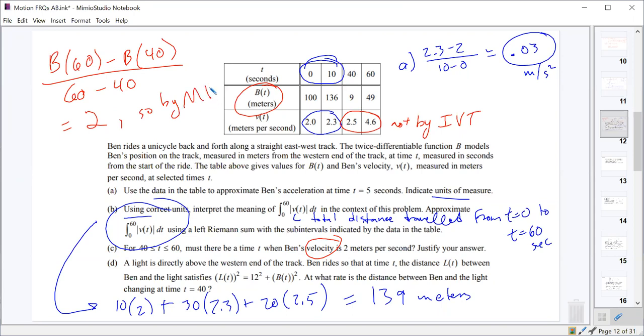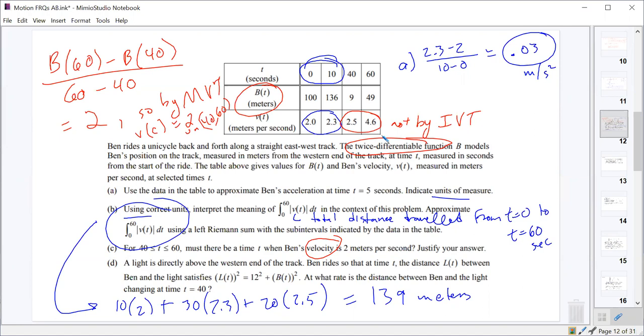So by the mean value theorem, v of something equals 2 on 40 to 60. Because the function is differentiable, which means that it's continuous and it's differentiable. And the average rate of change of the position was 2. So the instantaneous rate of change of the position, the velocity, must have been 2 sometime. Good? Any questions on C?